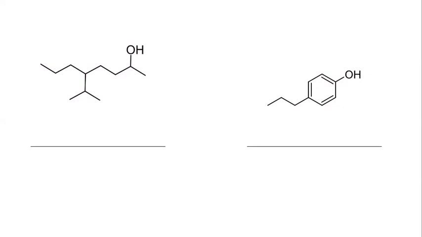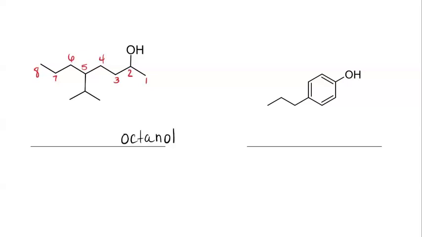Remember that we're going to start from the end that is closest to a substituent. So when it comes to this, we have 1, 2, 3, 4, 5, 6, 7, 8 carbons. Let's now determine the name for our parent chain. Since our molecule has 8 carbons, the parent chain is known as octanol.